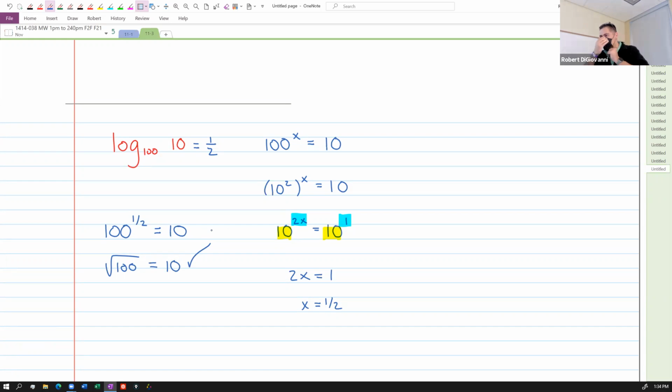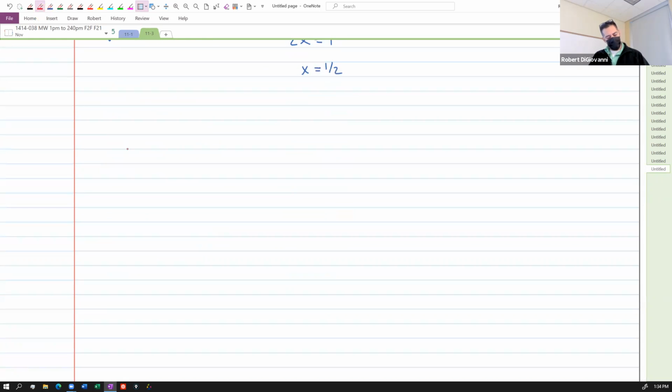All right, let me give you one more. Well, you know what? Yeah, let's try this one. Log base 8 of 4. Yeah, let's go with that. Log base 8 of 4.